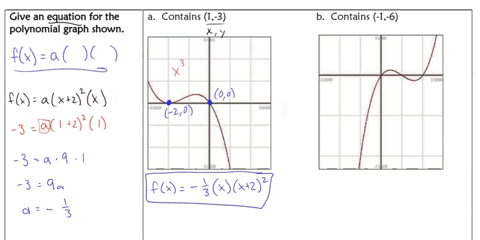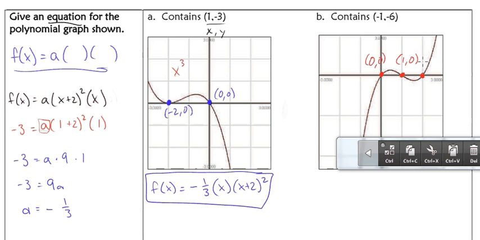Over here we don't have any double or triple roots. They're all just head on through, no hesitations or anything. But we have 3 roots here. This one's going to be at 0, 0. This one's here at 1, 0. And this one's here at 2, 0.